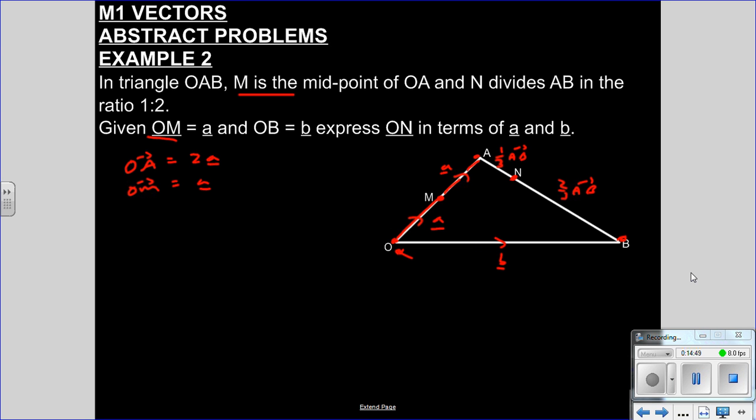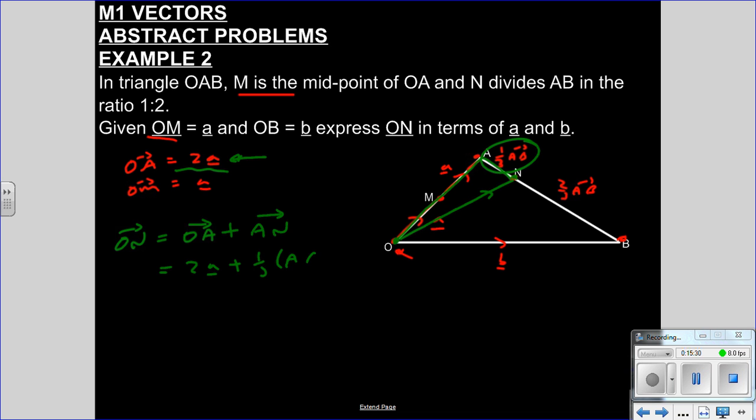So find ON in terms of A and B. Well, like I say, it's always good to map out your trajectory. So I want to get to here, don't I? So that's the vector I'm trying to find. How do I get there? Well, it looks like I need to go from O to A and then down this way to get to N. So let's map that out. Let's say that O to N is the same as O to A, which I already know, plus A to N, which I kind of already know because I wrote that here. So O to A must be two lots of A, plus A to N, which we've put there, is a third of A to B.